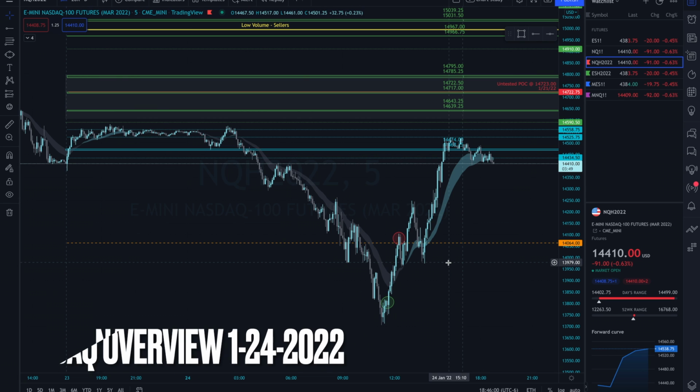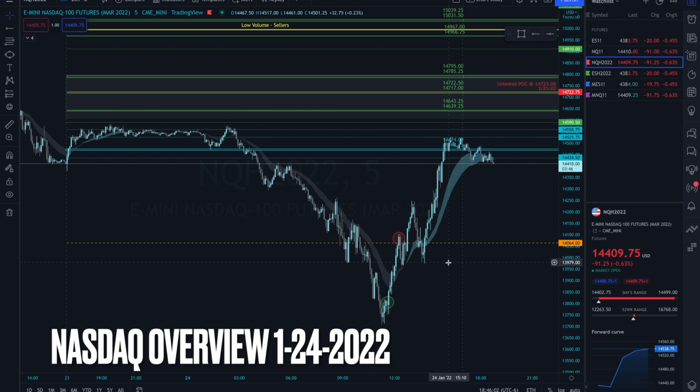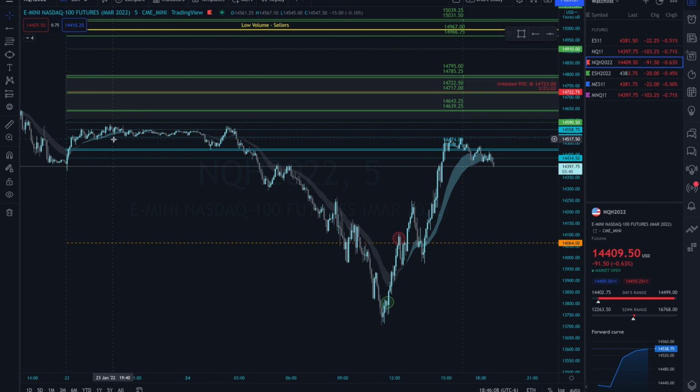Today's Nasdaq chart overview is going to be for 1/24/2022. Basically, we were in a range in the overnight session between 558.75 and 525.75 area. And that happened until about 3 o'clock in the morning when we started making a channel down. And you can see that here. We made one leg down, came back up, ranged a little bit, made a second leg down until market open.